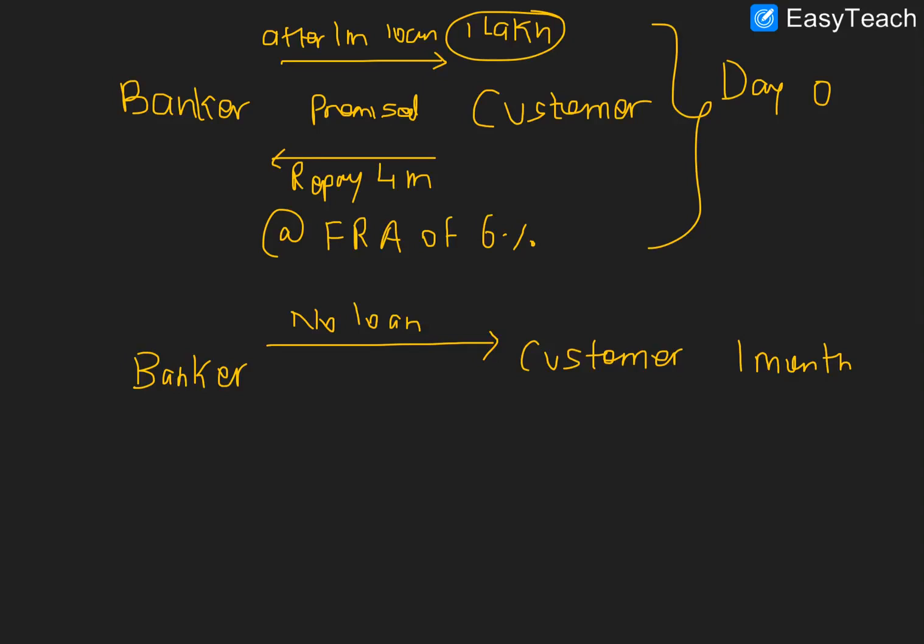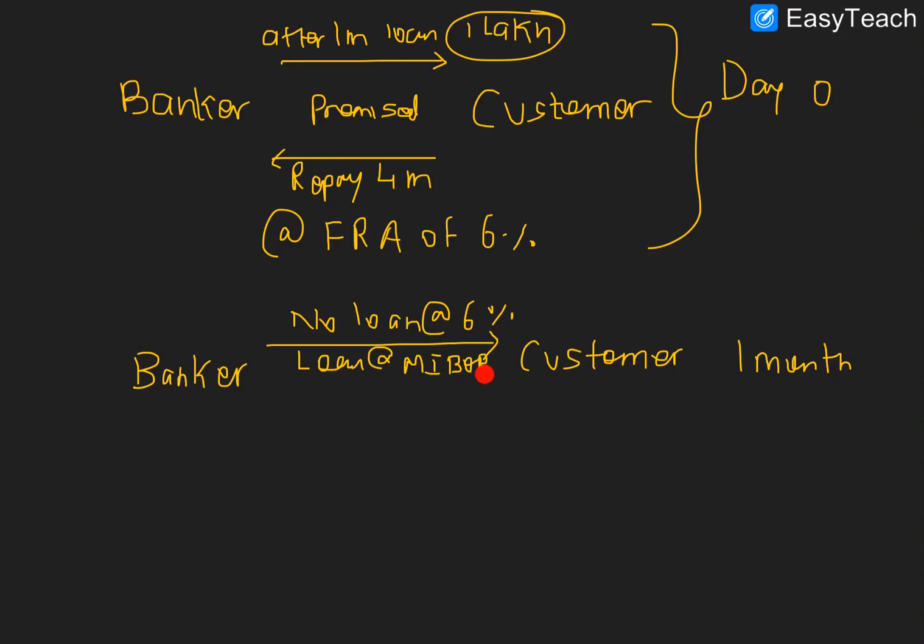Now the customer is very angry. He says, what the hell are you saying? Based on your loan, I have arranged for my other financial activities. Based on this loan, I have promised a customer that I'll be manufacturing a product and delivering it. And now you're saying that you won't be giving me any loan? The banker says, no loan at 6%. But if you want a loan, you take a loan at MIBOR from the market.